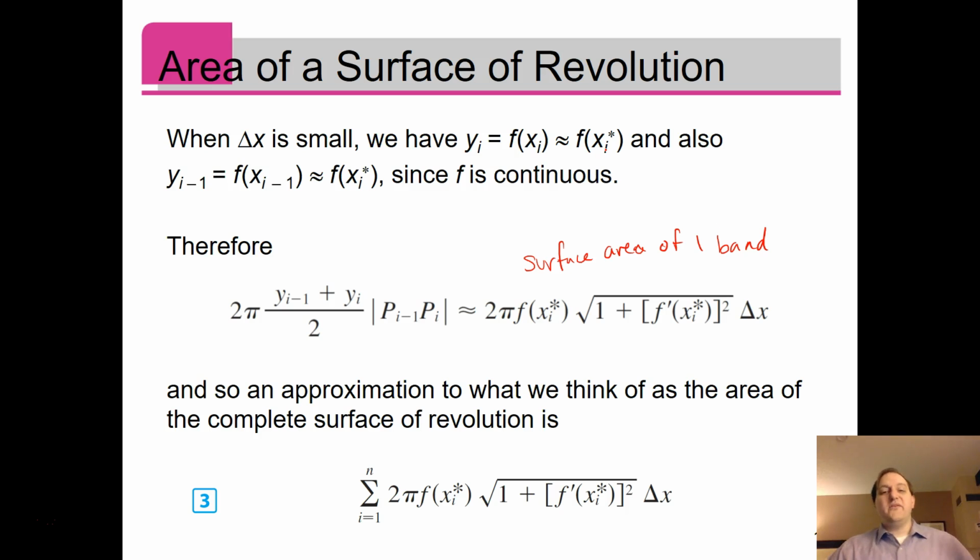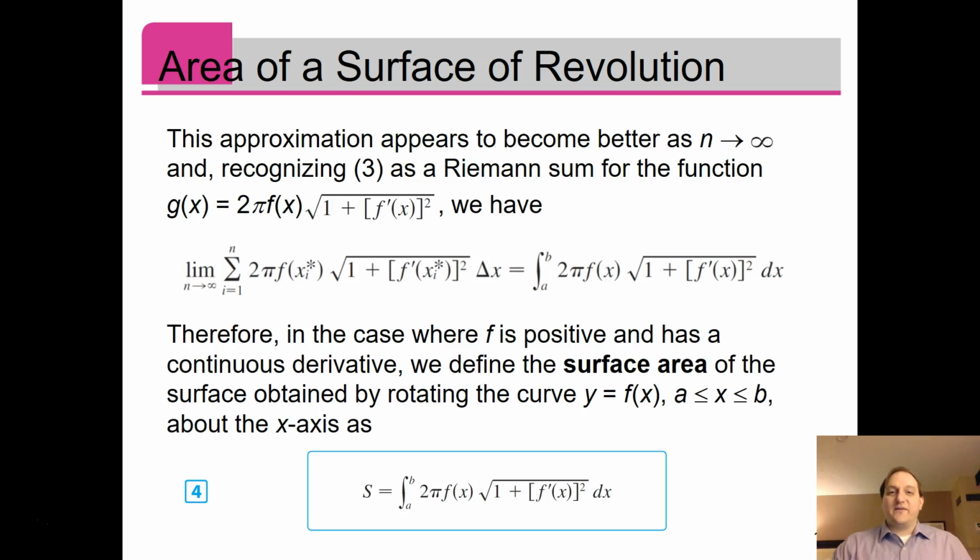Now I take n to infinity and add them all up. It's a Riemann sum, so it's an integral. This becomes our definition of surface area. The surface area is the integral from a to b of 2 pi f of x, root 1 plus f prime of x squared dx. The key is that we are revolving about the x-axis for this formula. So S is the key formula that we need.